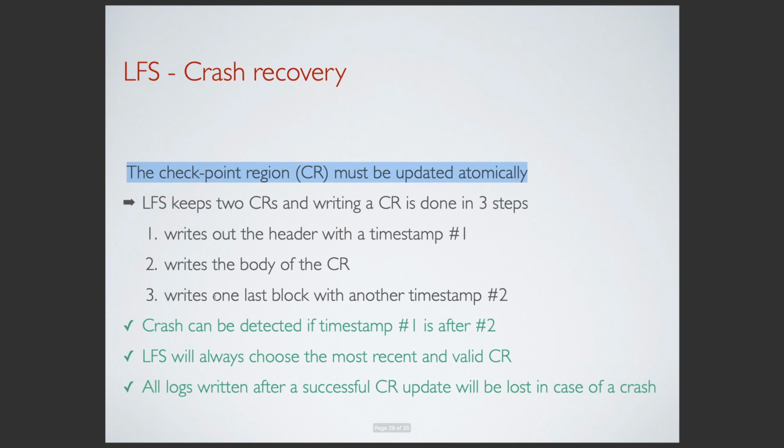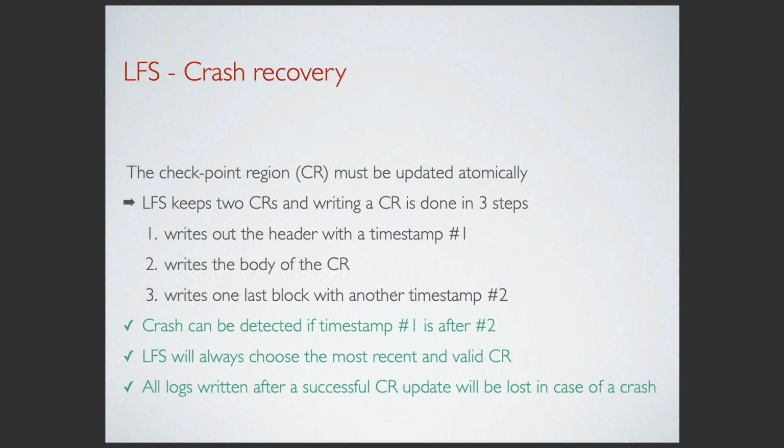To handle that, here is how LFS does it. LFS keeps two CRs, and when it writes one CR, it's done in 3 steps. First, it writes the header, and that's atomic, since it's one sector. It writes the header with a timestamp. Then it writes the body of the CR. The body can be more than one sector, so this is not atomic. And then it writes one last block with another timestamp. So we have 2 timestamps here.